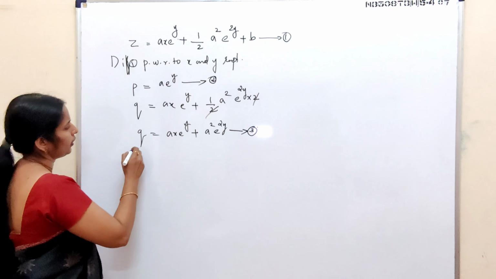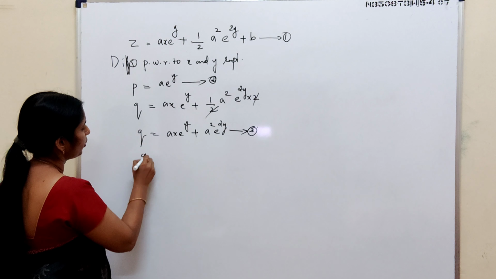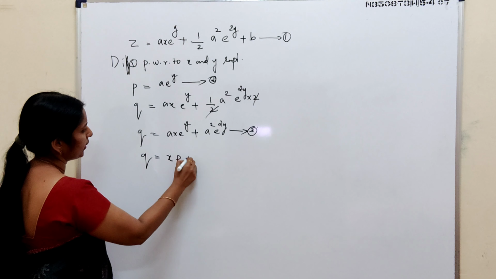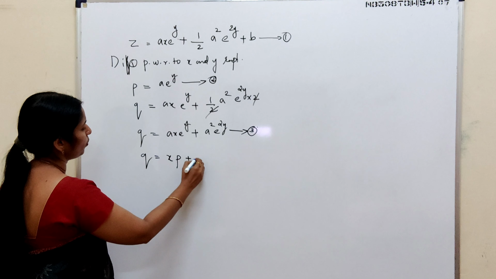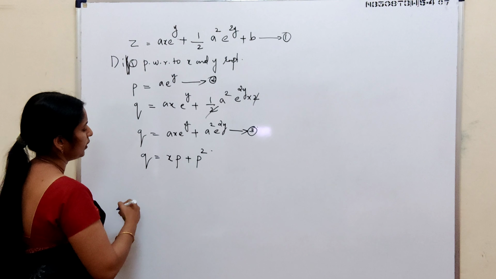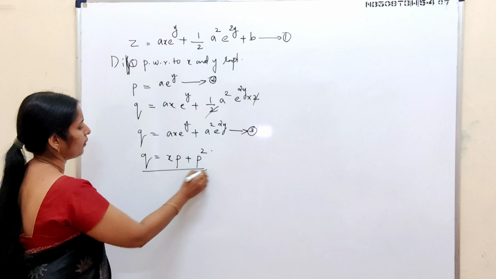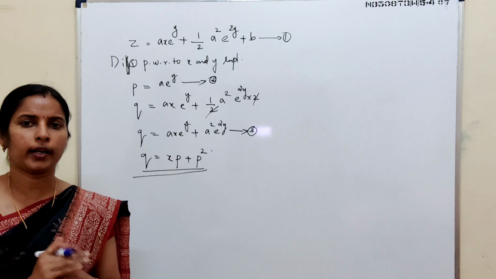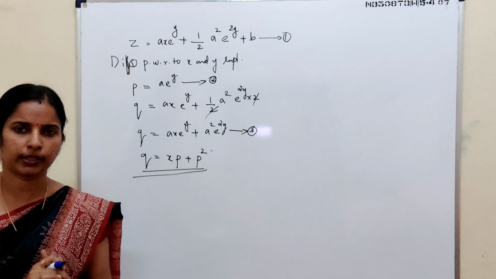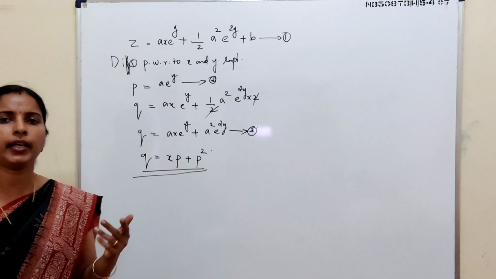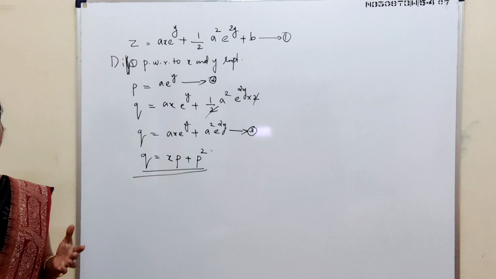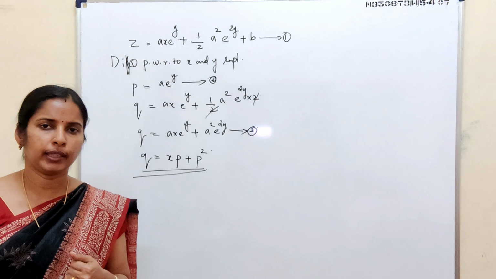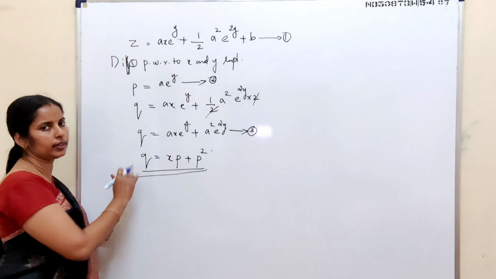So you put equation number 2 in 3. So q is equal to x times a e^y, which is p, plus a square e^(2y), which is p square. See, it is an equation with the partial derivatives p and q. An equation which contains at least one partial derivative is a partial differential equation. Here both p and q are occurring in the equation. It's a partial differential equation, and the arbitrary constants a and b are now eliminated. So this is the required partial differential equation.